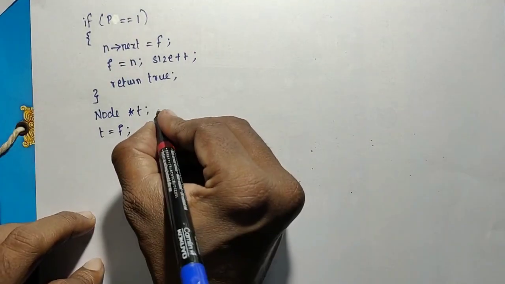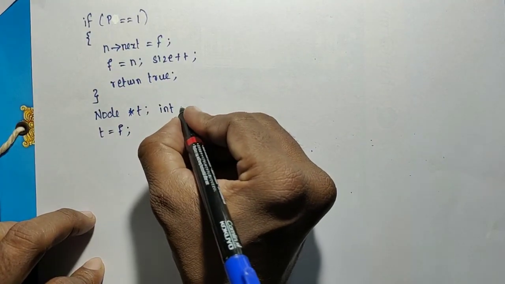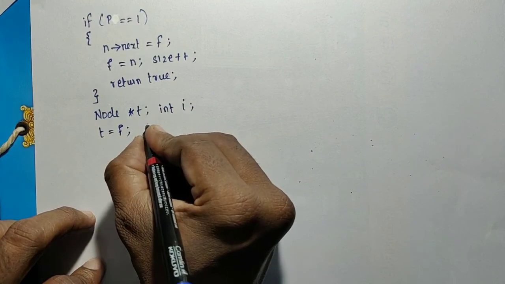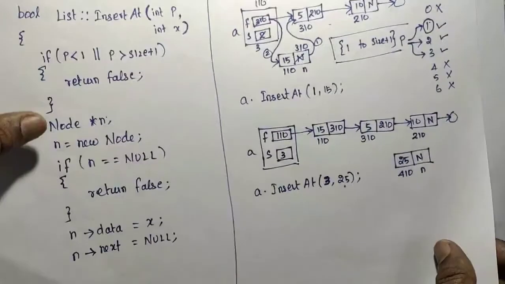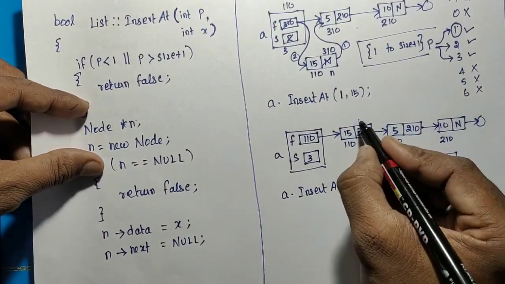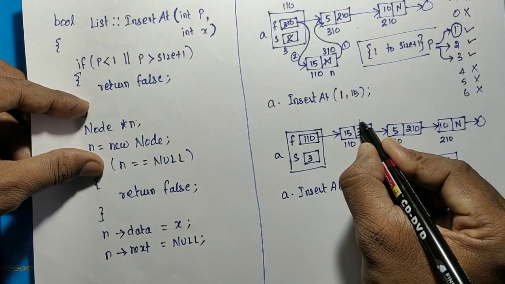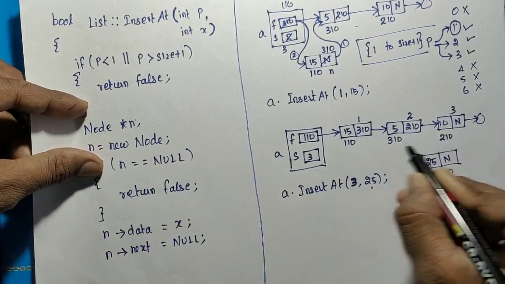And then I have to declare an integer I, and then I equal to what? 1. Since I need to know the index of each node. Index of each node here is actually 1, 2, and then 3. This is the index.